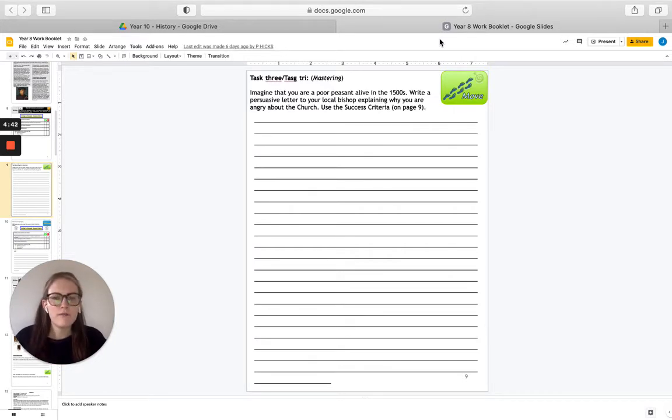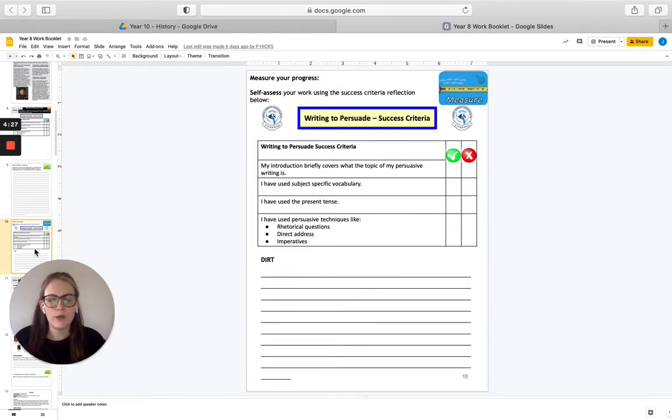Have a read through that, remind yourself what you've written, have a look at what you've done against the success criteria, and just have a brief check of that first of all. Then what I would like you to do is go to page 10 of your booklets and you should see that little success criteria written out for you again.